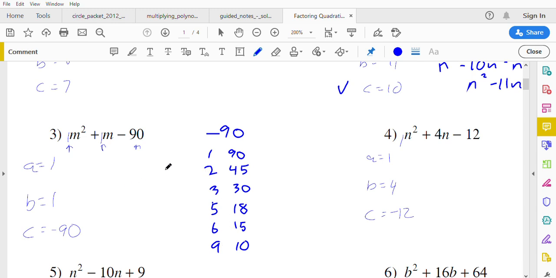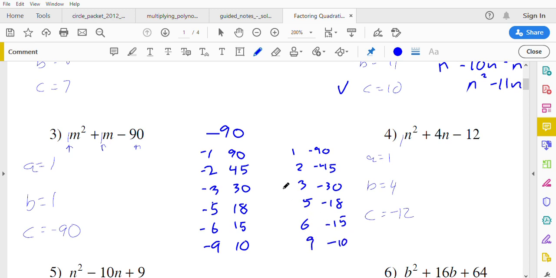Now it's negative 90, so let's make this a little bit more complicated. Negative, negative, negative, negative, negative, negative, right? And then we also have the opposite. We have 1 times negative 90, 2 times negative 45, 3 times negative 30, 5 times negative 18, 6 times negative 15, and 9 times negative 10.